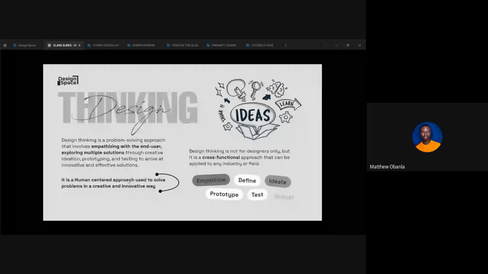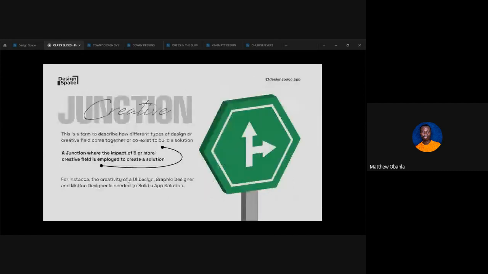So there are five major processes that design thinking cuts across. Here we look at empathize. You empathize with the user, you define, you ideate, you prototype, and you test. Those are the major processes that you go through when you are going through design thinking. So let's move to the next slide.